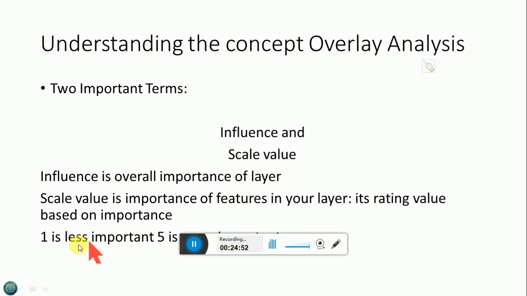So we will use a rating value from 1 to 5. 1 means less important and 5 means most important. We will consider influence and also scale values. So bear in mind those two terms, and let me do the overlay analysis.